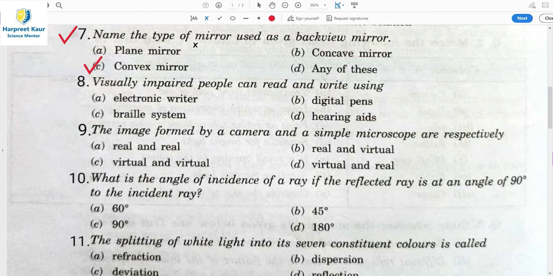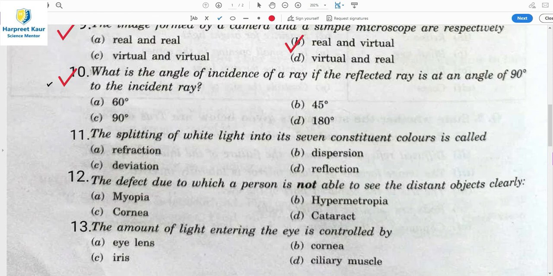The splitting of white light into its 7 constituent colors is called. So by the splitting of white light, a pattern is formed, and that is called spectrum. We learn it by the mnemonic Vibgyor, and that phenomenon of splitting of white light is called dispersion. So option B, dispersion, is the right answer.